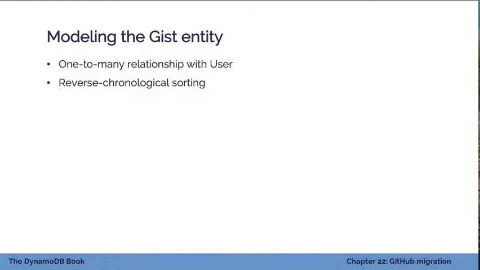Organizations cannot create gists. Second thing there is we want reverse chronological sorting. Whenever we have chronological sorting like that, we lean towards using that KSUID, which gives us a unique identifier, but also gives us chronological sorting when we need it.